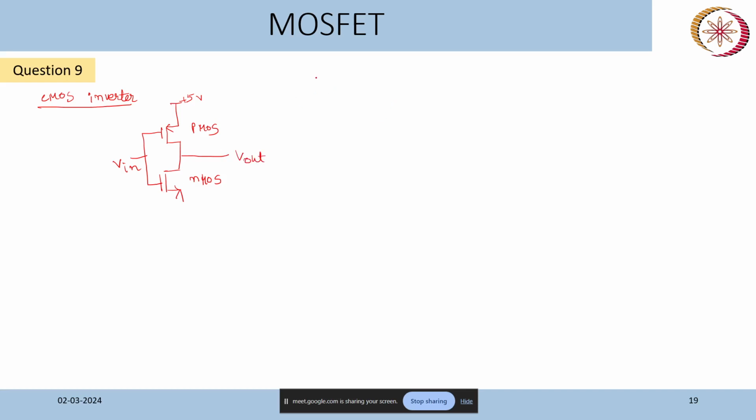So what will happen when Vin is 0, which is known as logic 0? What will be VSG? That will be greater than mod of VT, right? That is 5 volt. So mod VT is generally close to maybe 0.7 volts, so it is sufficiently large, so PMOS will be on and NMOS will be off.